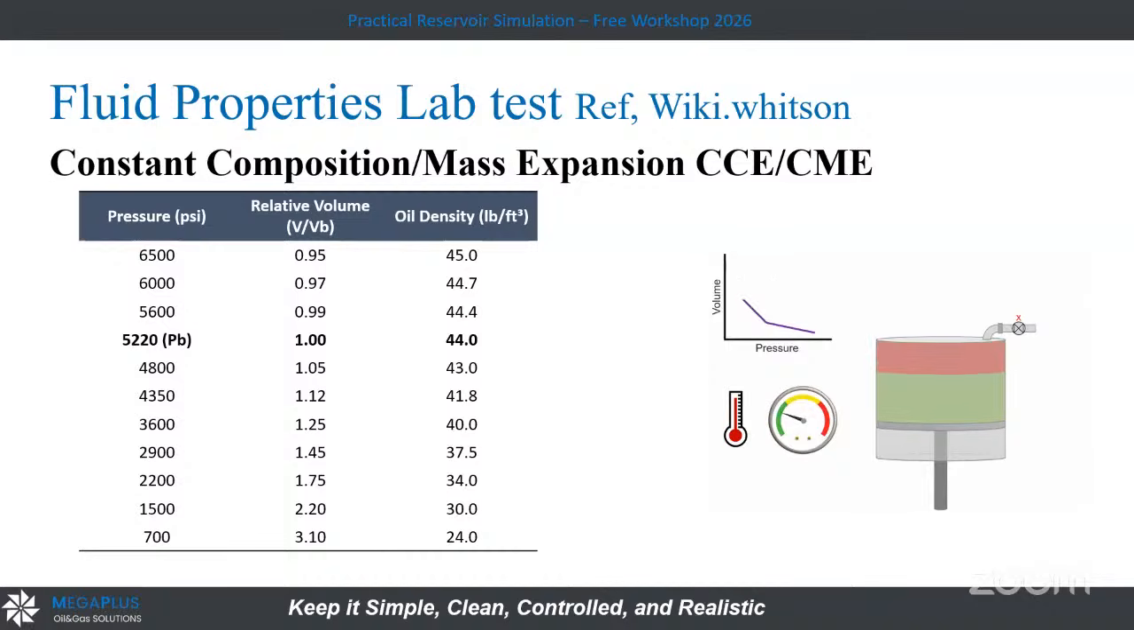Here, the first experiment that we have done in the lab is called constant composition or constant mass expansion. If you see this beautiful animation, we are closing this valve and moving the piston down. At the same temperature, which is the reservoir temperature, I am decreasing the pressure. When I decrease the pressure, what happens? You will see the red is the gas and the green is the oil. At a certain point, what will happen? The first bubble will come out. From this, I can calculate with pressure what will happen. Where is the saturation pressure exactly?